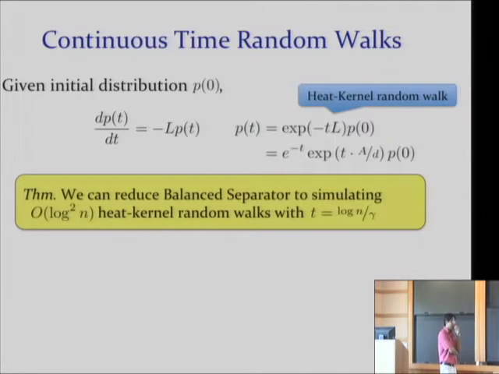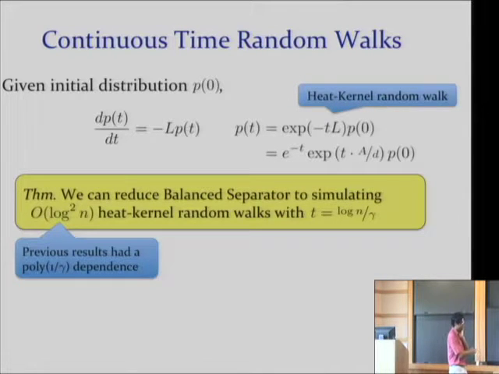Yeah. So the concern is you don't want a poly 1 over gamma. Yeah. So actually, the existing results, at least for continuous time random walks, all of them had a poly 1 over gamma dependence even in the number of walks. This is what we'll get rid of.